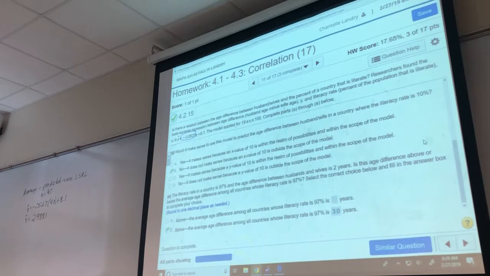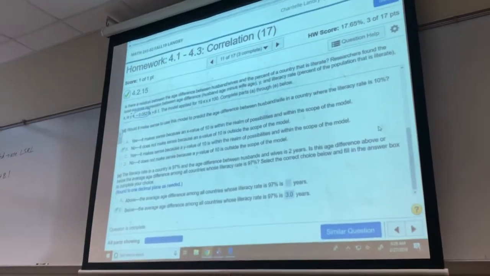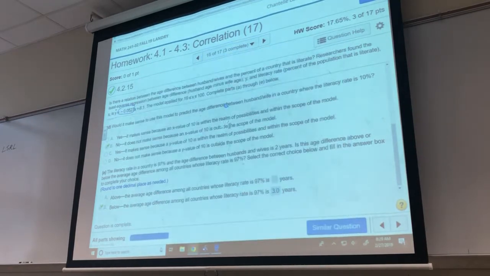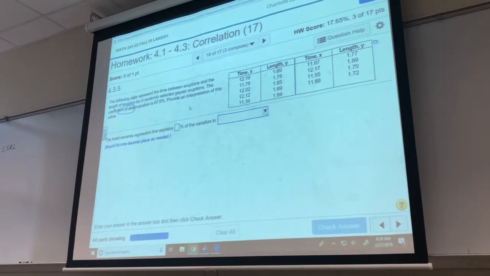So anytime they ask you to predict, you're going to use the least squares regression line. If they ask you about the average, that's the same thing as the predicted value, which is using your least squares regression line. Other questions for this one? Yeah. Number 16. Yes, I think we did this one last time.